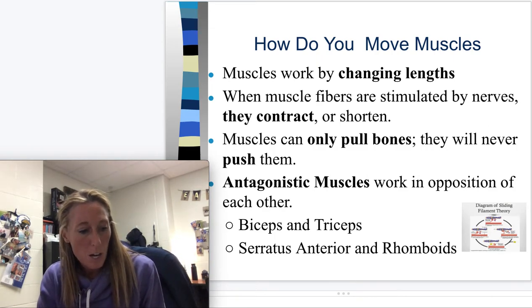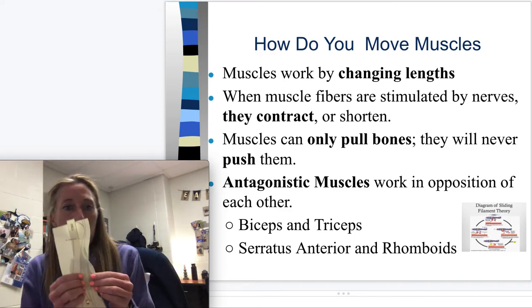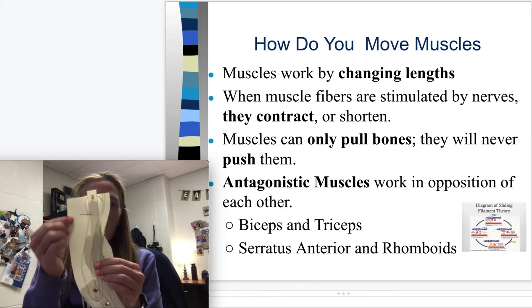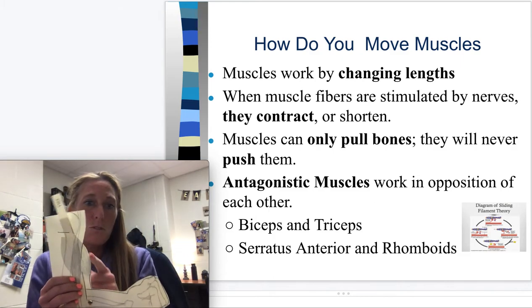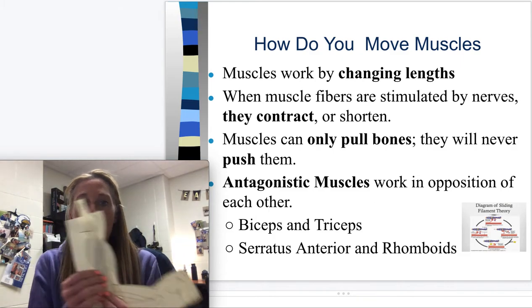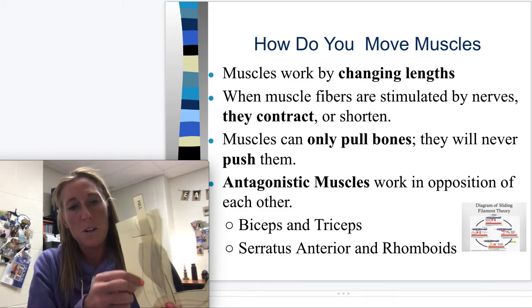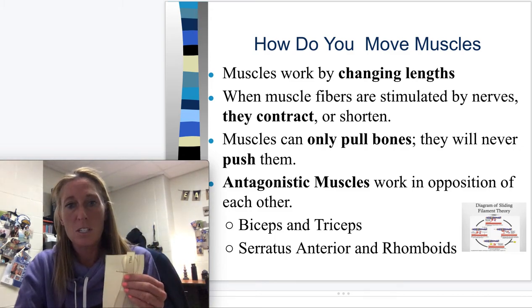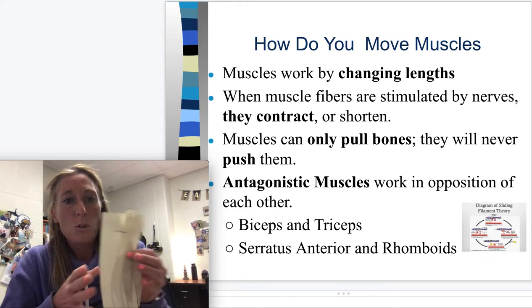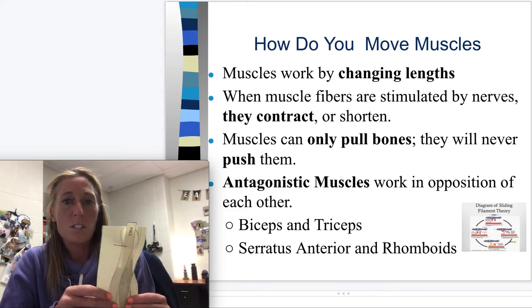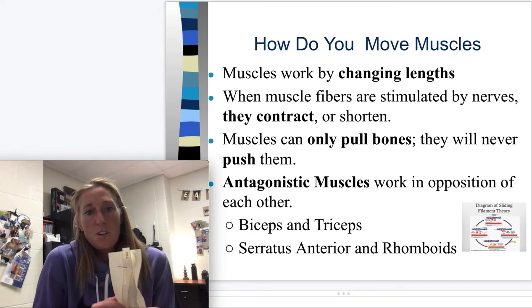Antagonistic muscles work in opposition to each other. So for this example, the bicep and the tricep work antagonistically to each other. There are lots of synergistic muscles in addition to the bicep that help with elbow flexion and help the tricep with elbow extension. So that's antagonistic muscles working in opposition of each other: biceps and triceps, your serratus anterior and your rhomboids.